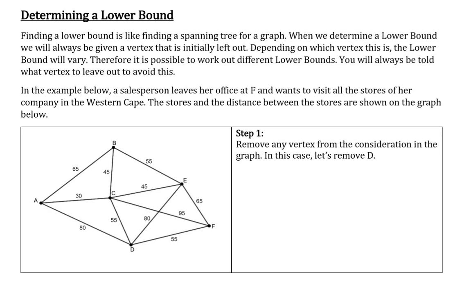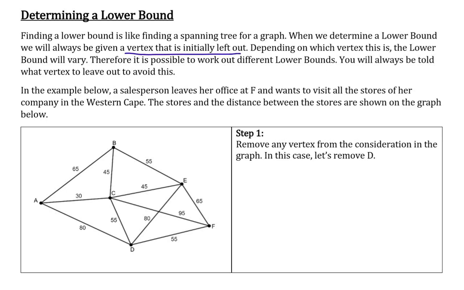So we're almost going to form a spanning tree, but with a twist at the end, in that we want to have a circuit. But basically still, it might not actually form a circuit that works. So when we determine a lower bound, you're always given a vertex that is initially left out.